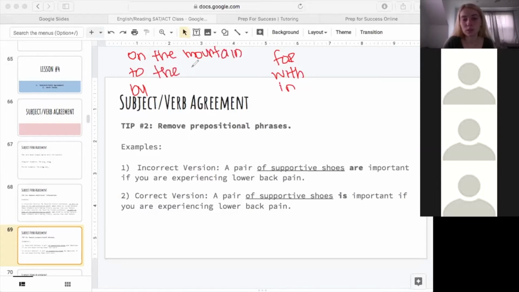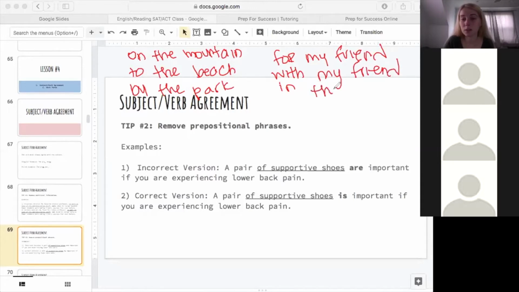to the beach, by the park, for my friend, with my friend, in the pond. All of those things are prepositional phrases. It starts with those little tiny words, and then it has the phrase to follow. So if we take a look at these two examples here, notice we have to remove the prepositional phrases. The prepositional phrases are never going to be part of the subject or the verb in the sentence.